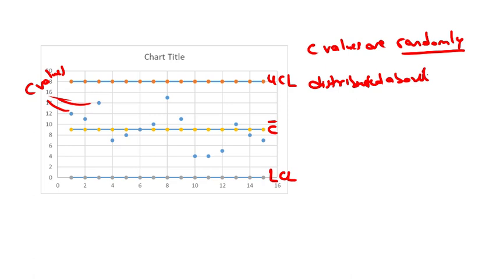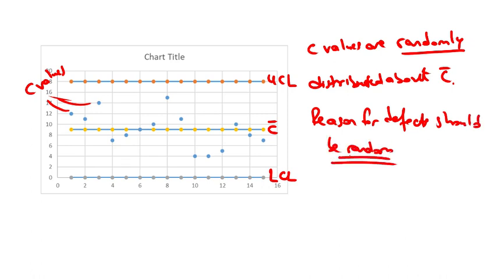about the C bar. If they are not randomly distributed, then it means that there is an external reason, and you have to identify that reason, and you have to eliminate that reason for the defects. So what we want is that the reason for the defects should be random. It should not be something external. So let me just show you that the reason for defects should be random. Okay, this is very important.